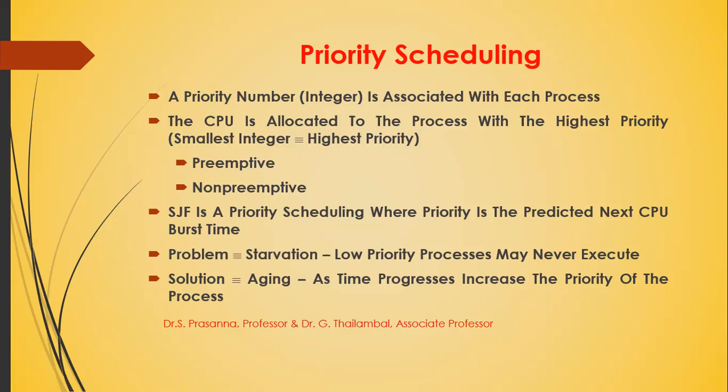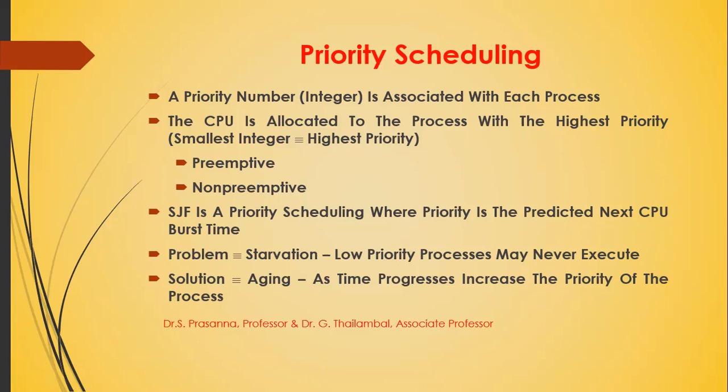And SJF is a priority scheduling where the priority is the predicted next CPU burst time. So we are preempting the process from the SJF based on the priority we are giving for the burst time, the smallest burst time process which arrives next. Therefore, SJF is a priority scheduling.